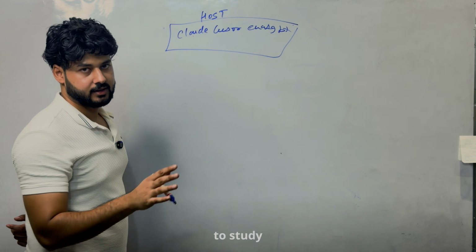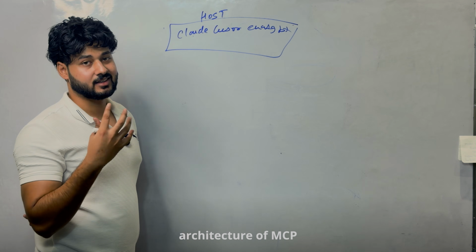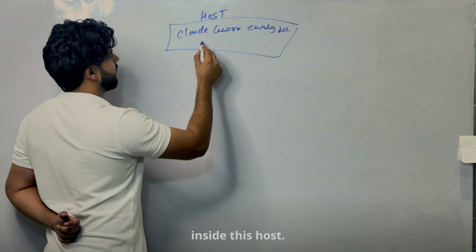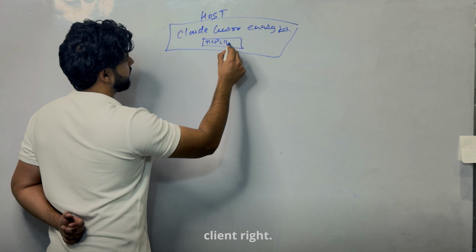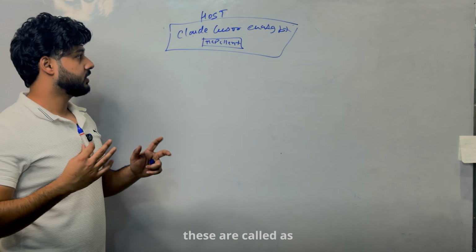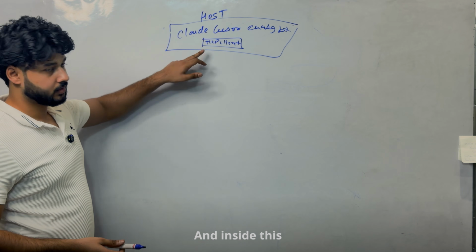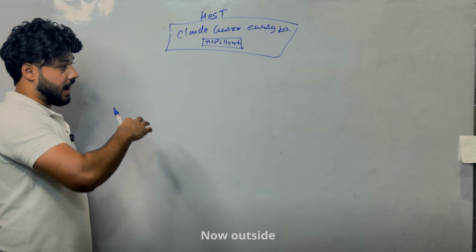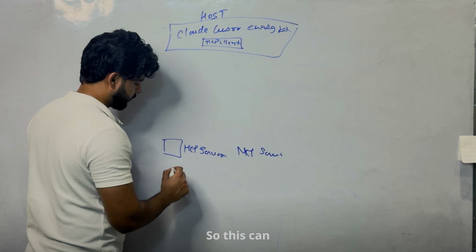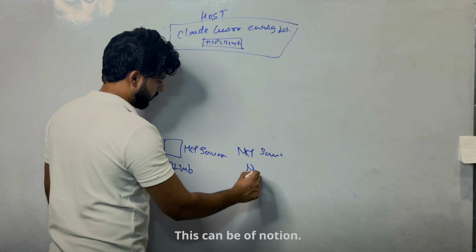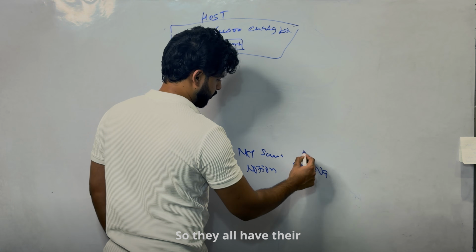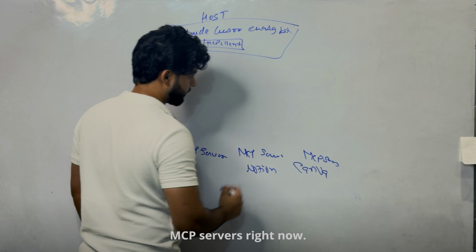Now we are going to study the architecture of MCP. What does the architecture of MCP look like? So we have a host. Inside this host, we have an MCP client, right? So these Claude, Cursor, ChatGPT are called MCP hosts. And inside this, we have the MCP client. Now outside of this, we have MCP servers. So this can be of GitHub, this can be of Notion, this can be of maybe Canva. So they all have their MCP servers, right?